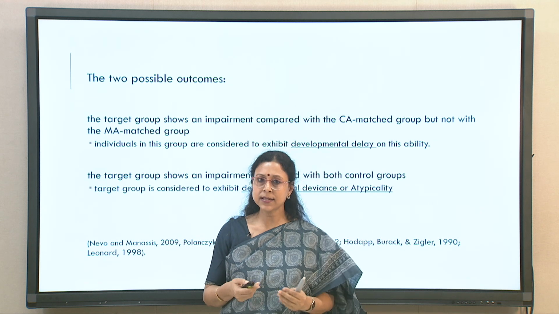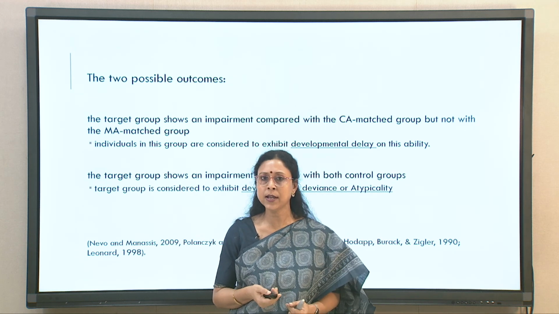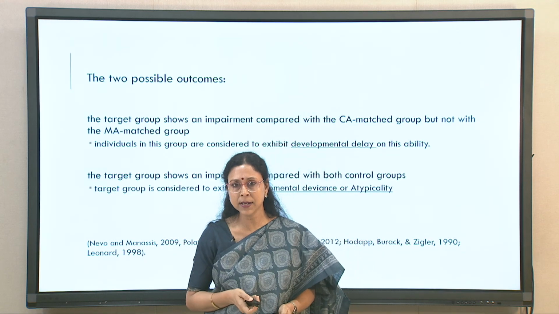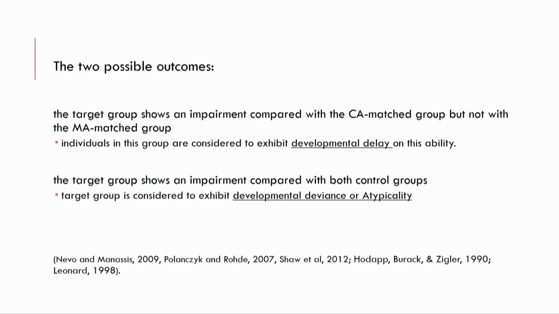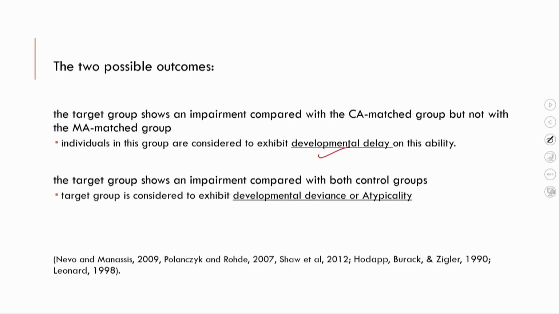So, in this case, when the gap is only with the CA group but not with the MA group, the individuals in this group will be considered to exhibit developmental delay on this ability. They are not entirely off, they are simply a little bit delayed because they are matching the mental age matched group. That is why this first case will be considered a case of developmental delay.